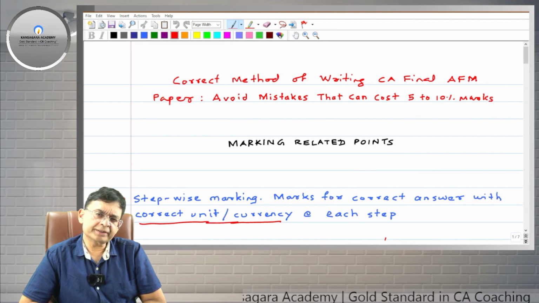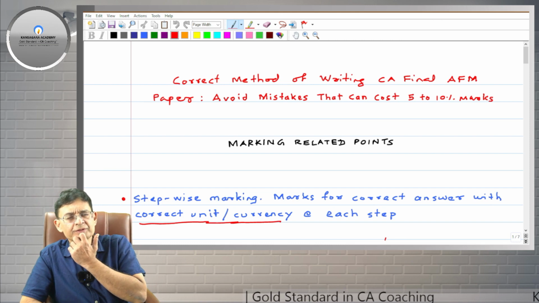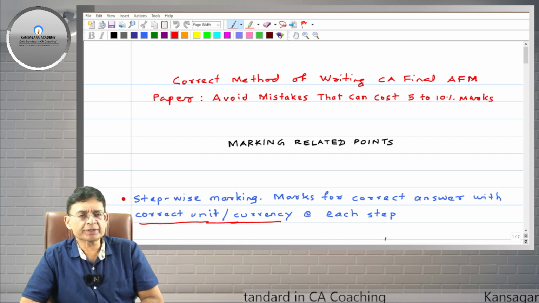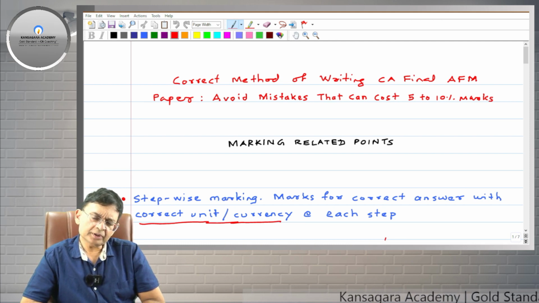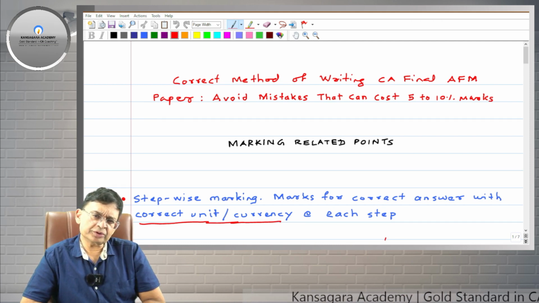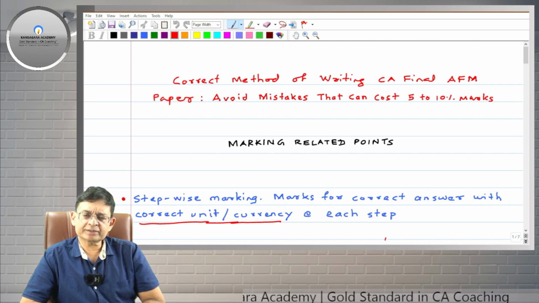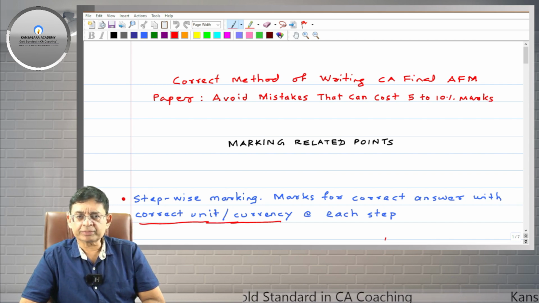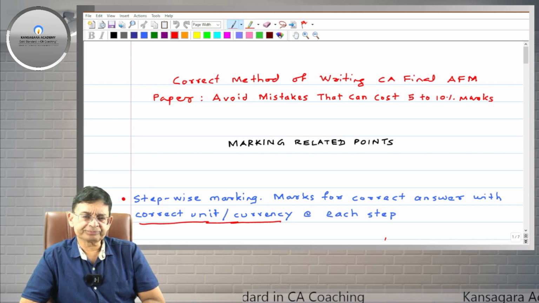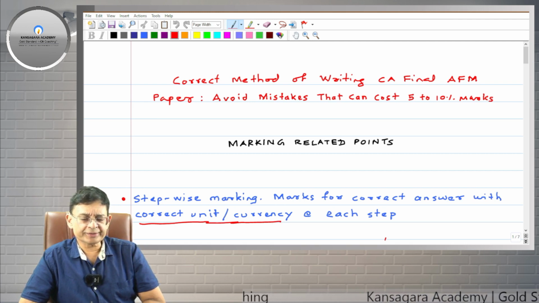There are certain points which a CA Final student should keep in mind when writing the CA Final AFM paper. If you do not pay attention to these things and you make some mistakes, then it can cost you 5 to 10% of your marks, students. So here we will discuss all such important points.